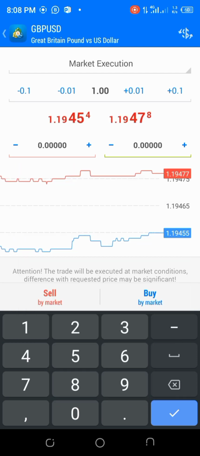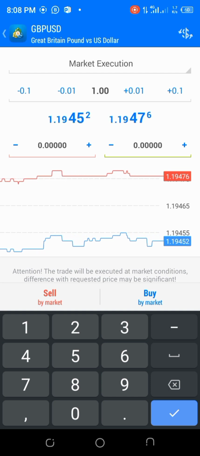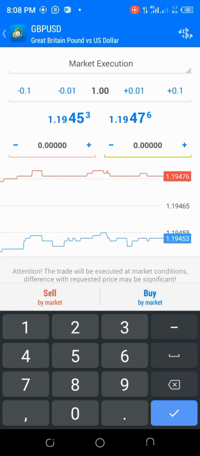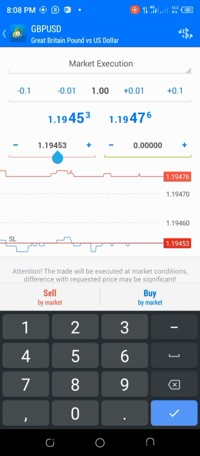If you are buying at this standard loss size, let's say you want to lose 10 pips. It means that we decrease the market by 10 pips. Let's decrease the market by 10 pips.